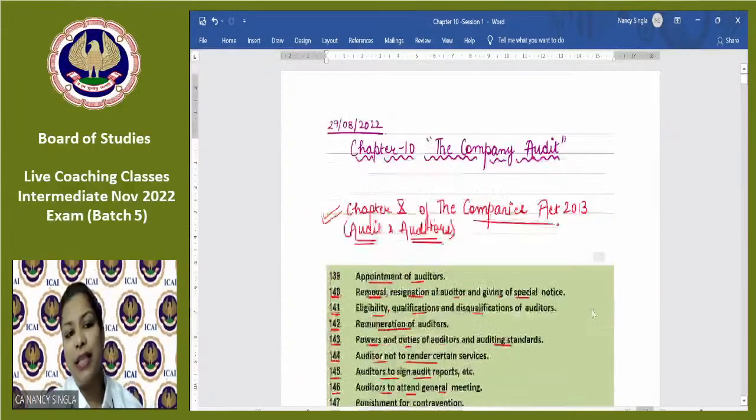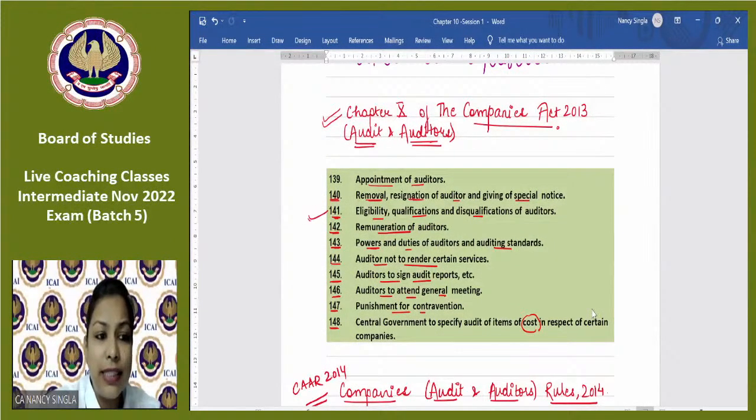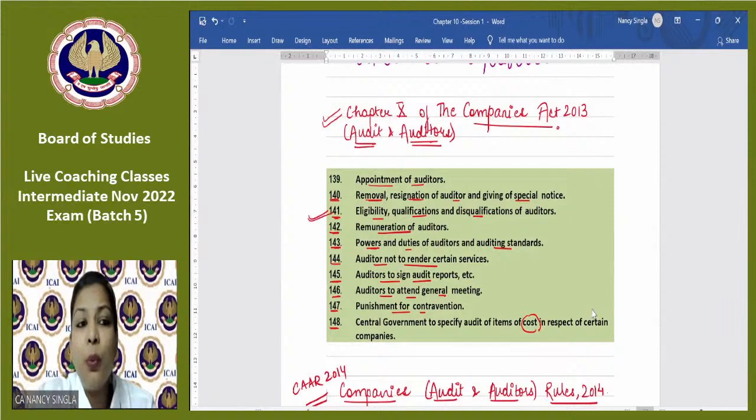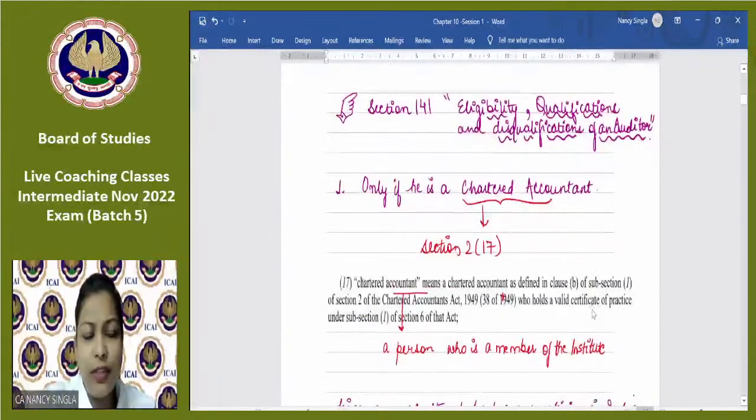All these sections will be covered, and I'll be following the sequence given in your module. First of all, I'll be starting with section 141, which is eligibility, qualification, and disqualification of auditors. I have just given you an overview of what all will be covered. And students, I'm repeating it again here: a very important chapter.